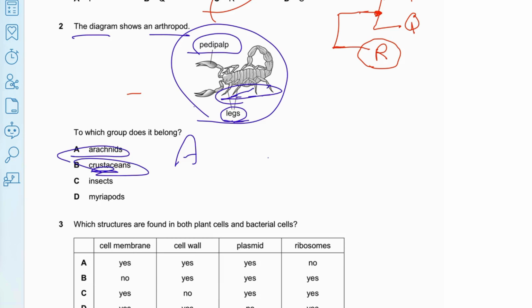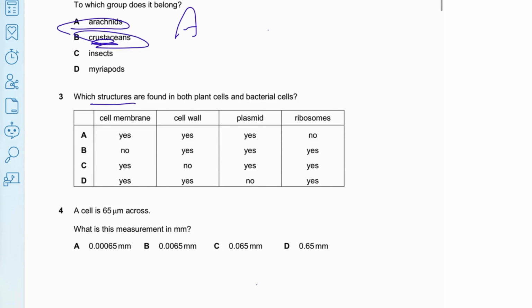Next, number 3. Which structures are found both in plant and bacterial cell? Let's make a Venn diagram like this. What do both of them share? They share cell wall, they share cell membrane, they share what else? What do you think? Ribosomes are shared, DNA, genetic material, is shared. Type for a plant cell: nucleus is not shared, not chloroplast. You get the idea? Not vacuole.